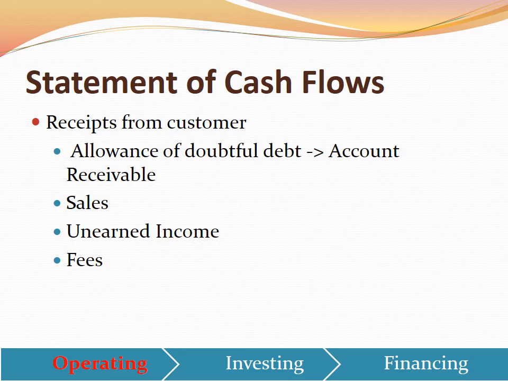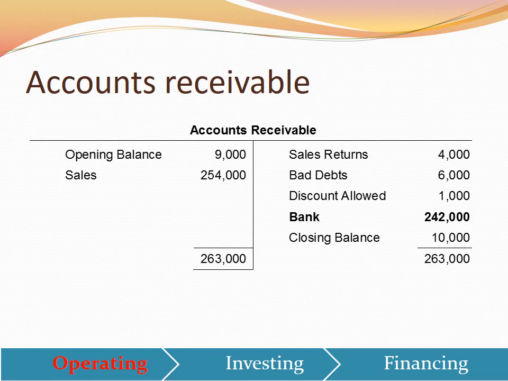The very first line you should write in this statement is called receipts from customers. The points below are the points you should look at in deciding what to put as the amount for this line. To begin with, this is how you can reconstruct the accounts receivable. Don't worry about the figures too much. They are taken from a textbook directly. You just need to look at the pattern of each of the items at the debit and credit side of the account.